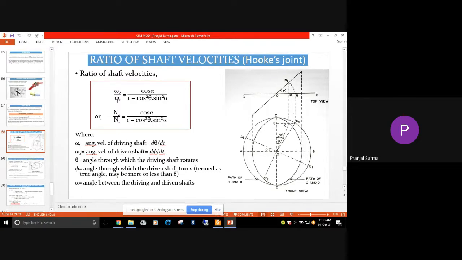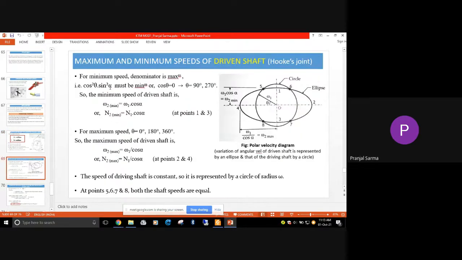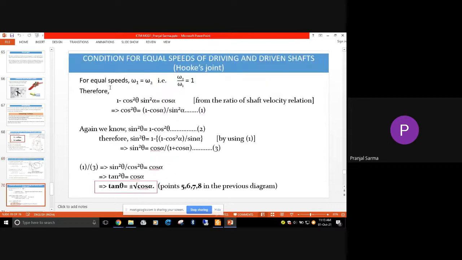This omega 1 and omega 2 were nothing but the angular velocities: omega 1 is the angular velocity of the driving shaft and omega 2 is the angular velocity of the driven shaft. That alpha angle was the angle between the driving and the driven shaft, and theta was the angle turned by the driving shaft during a particular time. Then we deduced the expressions for maximum and minimum speeds of the driven shaft. It varies from maxima to minima, and we obtained the minimum speed as omega 1 into cos alpha, and the maximum as omega 1 divided by cos alpha.